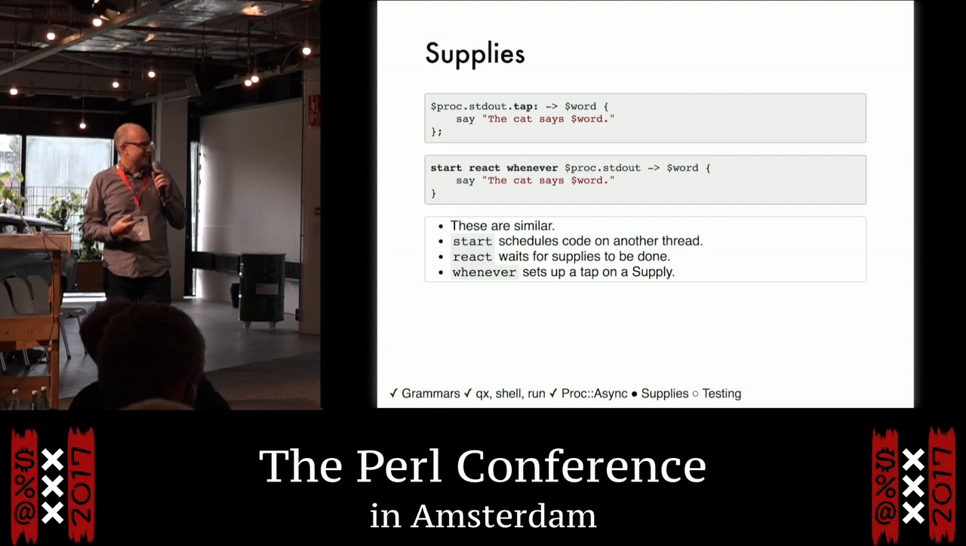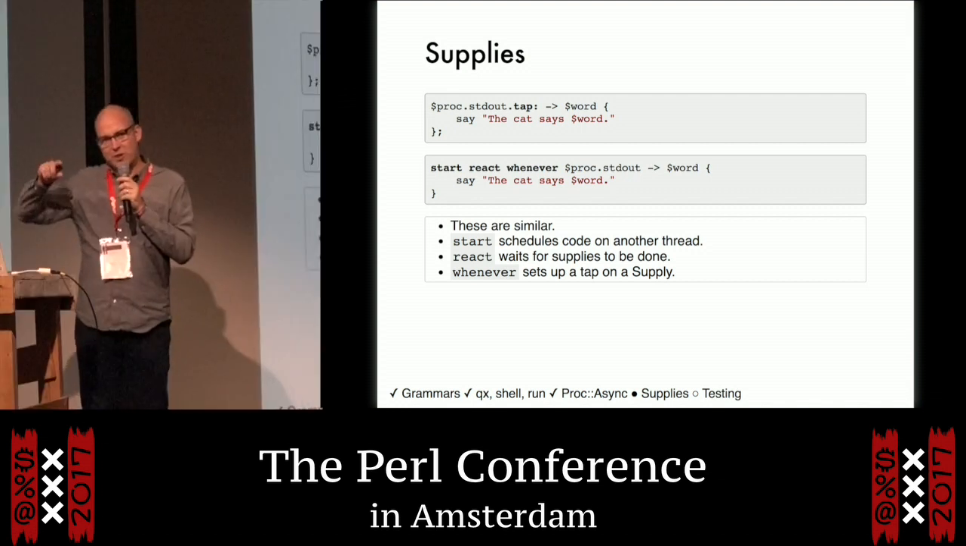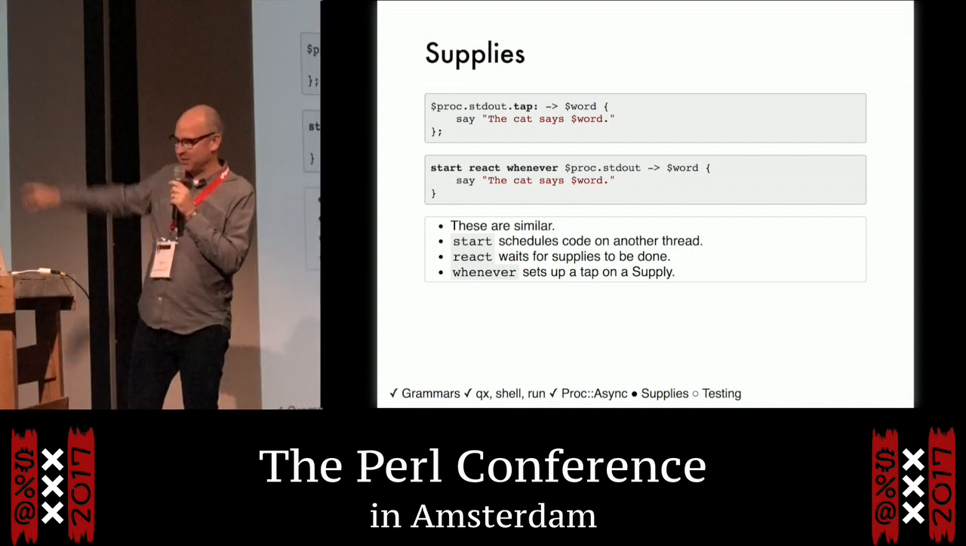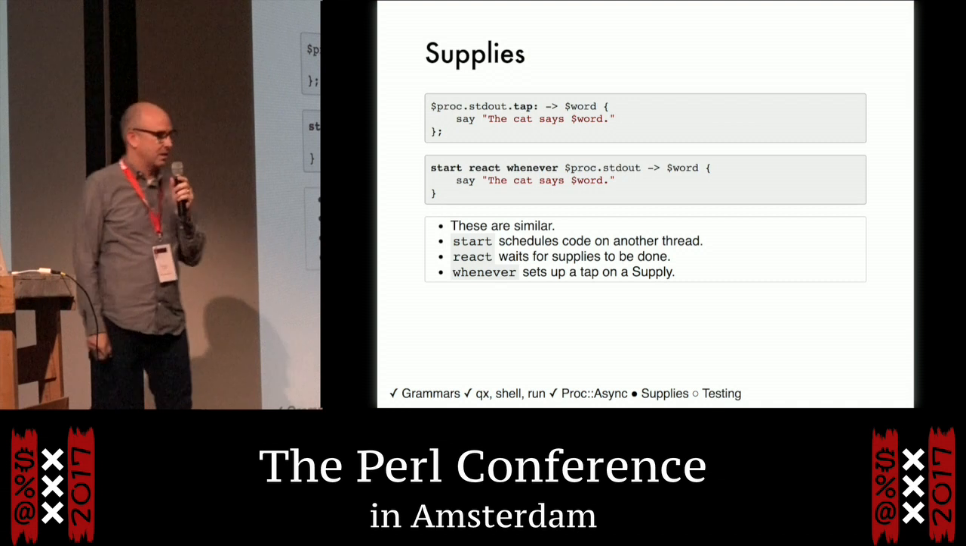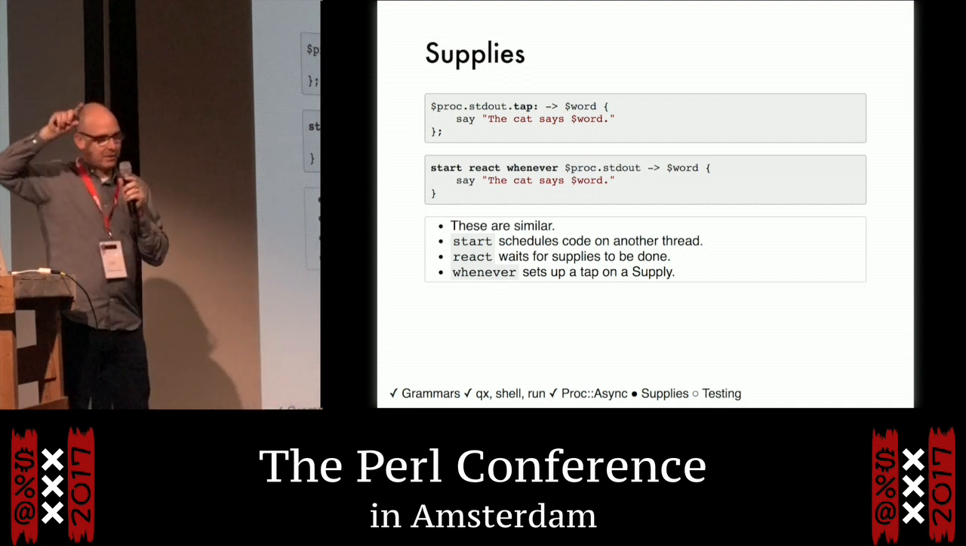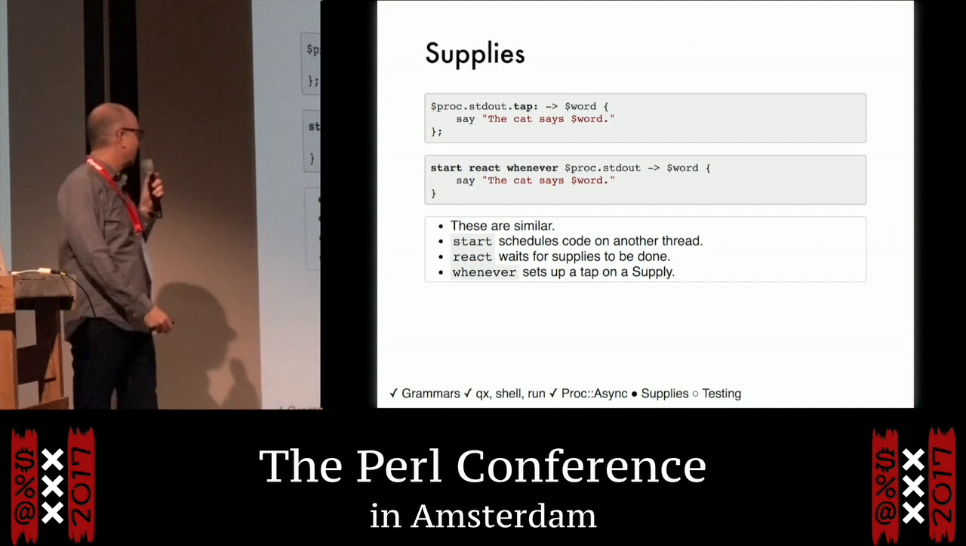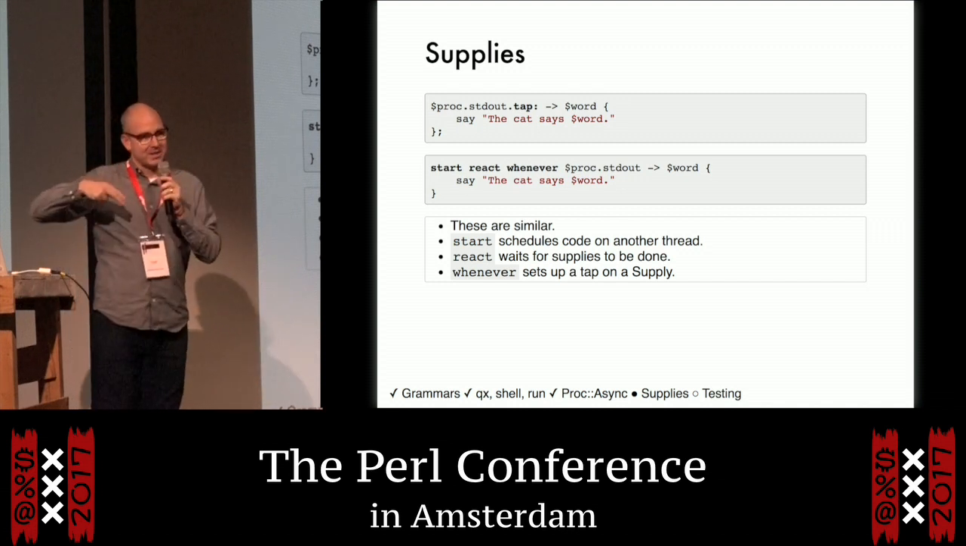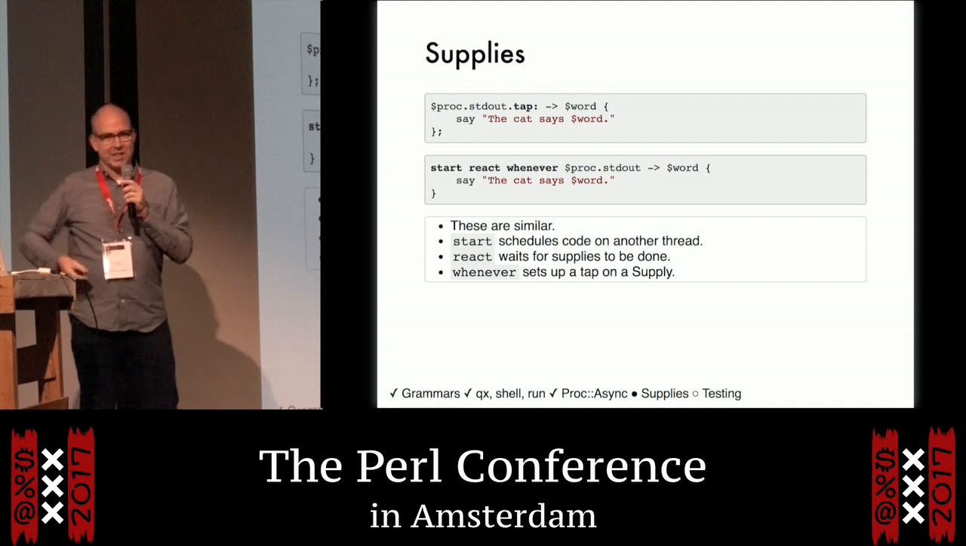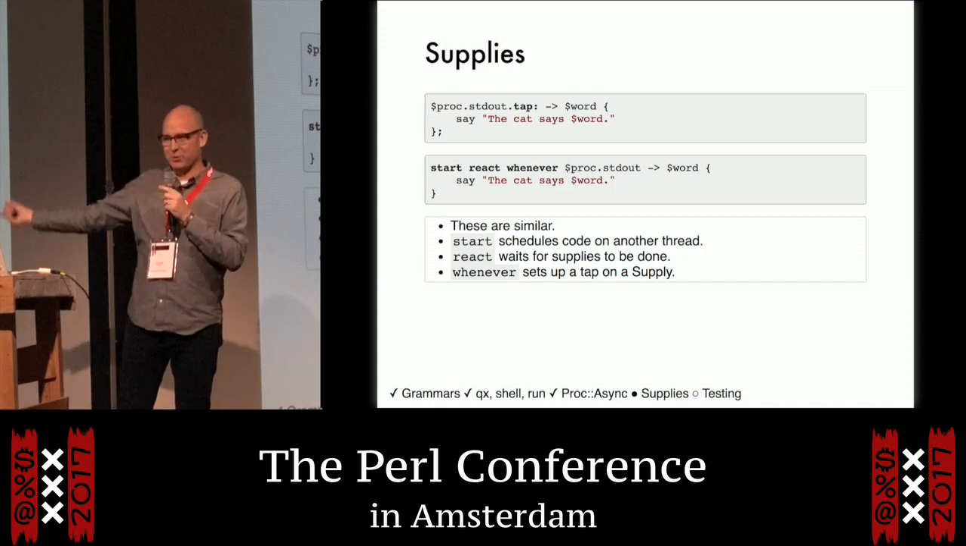So what this does is we're saying start react whenever proc.standardout. The start says, okay, put this on another thread. And then the react says, okay, just do this until the supply is done. And then whenever is essentially the same as the code above that's saying take this tap and associate it with this supply.